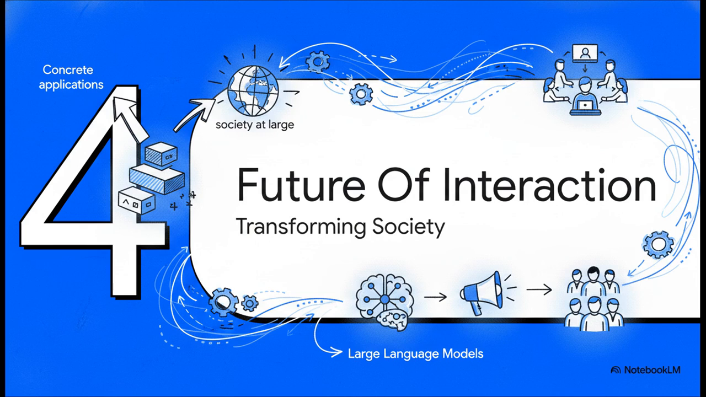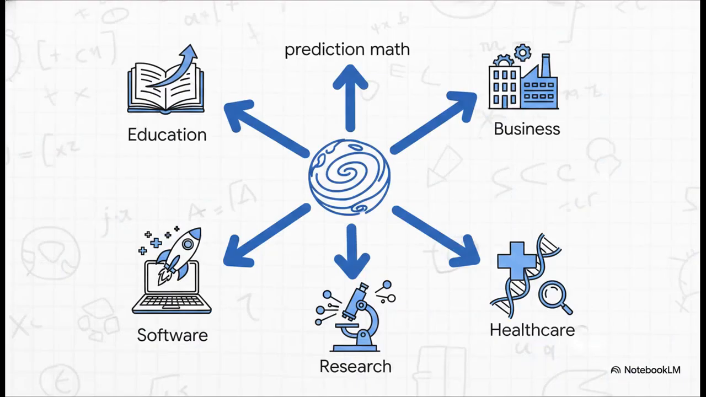Let's wrap up with Section 4, the future of interaction. Because of this incredible versatility we just walked through, LLMs are rapidly embedding themselves into our core infrastructure. They're acting as personalized one-on-one tutors in education. They're completely revolutionizing business workflows, cutting software development cycles in half. And in healthcare and scientific research, by cross-referencing massive biological databases, they're even helping researchers identify brand new protein structures. Literally, every sector is leveraging this predictive math.